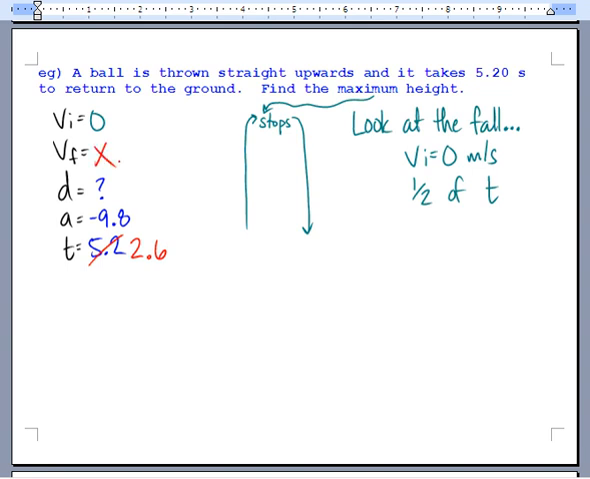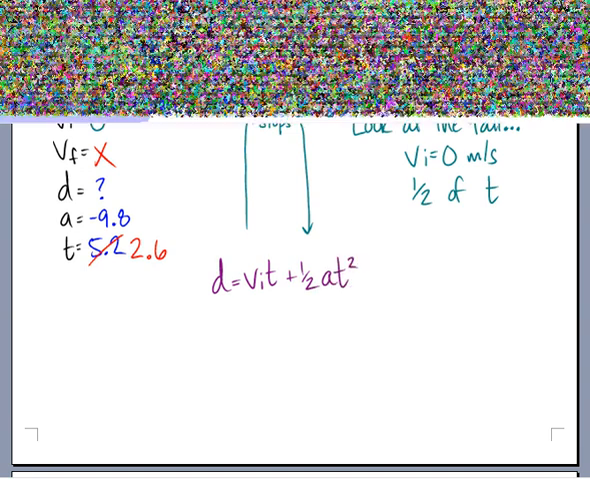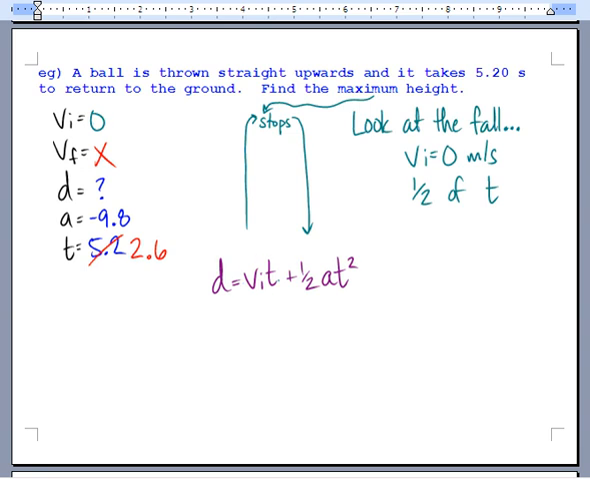So we don't need a final velocity. We can pick an equation that doesn't have a VF. D equals VIT plus 1/2 AT squared. Actually a really nice equation to use in this case, because that initial velocity of 0 means this VIT portion of the equation is gone. I'm actually going to scratch it out so that I don't make the mistake of thinking that 0 multiplied by 2.6 is a number, because it's not, it's just 0.